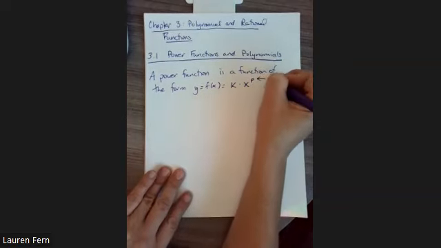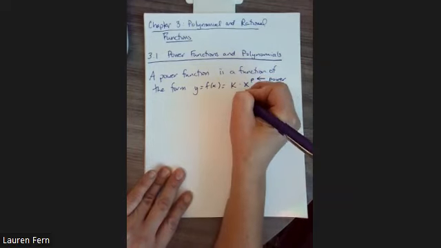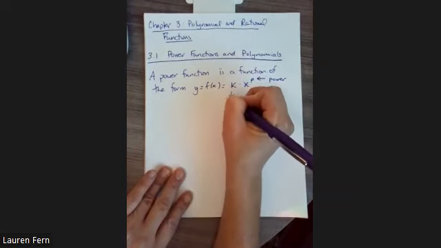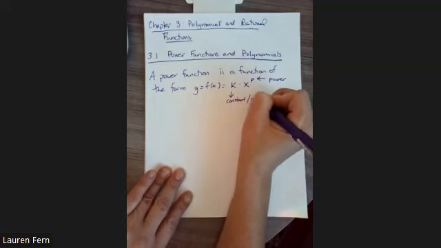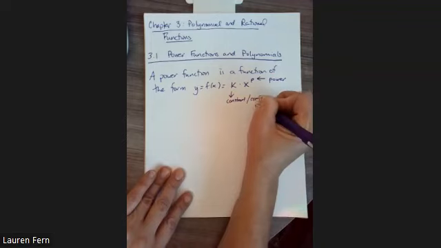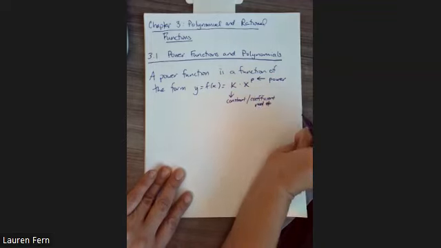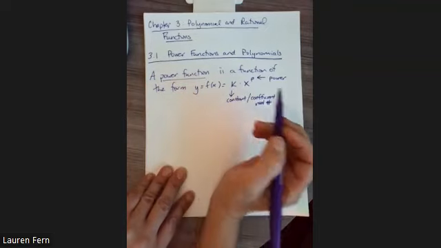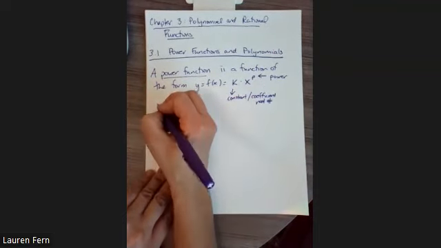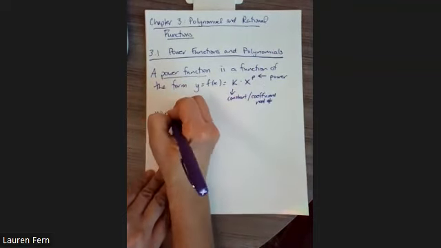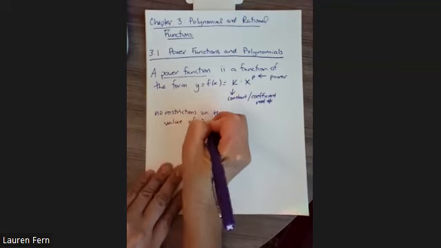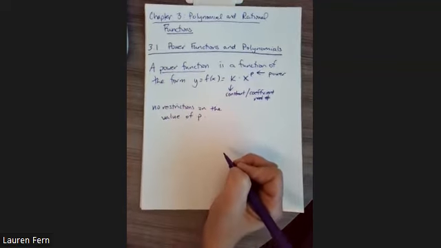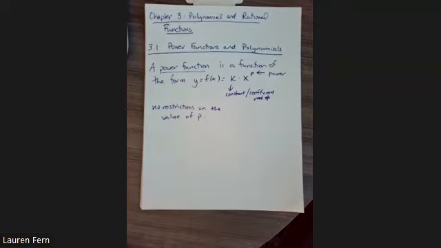So p is called our power and k is a constant, or a coefficient, however you want to term it. It's a real number. Now when we're talking about power functions, unlike polynomials, we have no restriction on the value of p. So what I want us to do before we delve into these power functions and then get to polynomials is just be sure that we're comfortable with looking at our power functions.